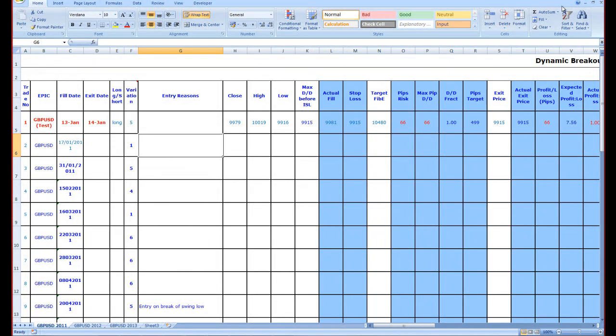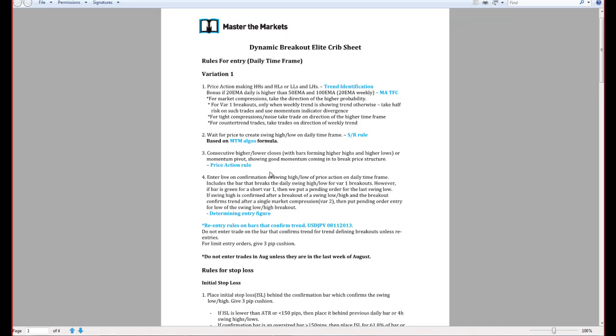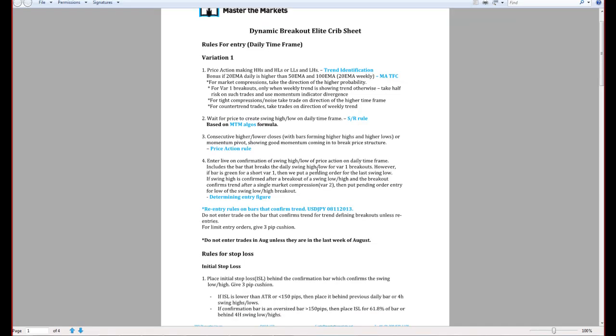HTTP Elite template. Let's go to the crib sheet, what have I said? Wait for confirmation of swing high, then enter live. However, if the bar is green, then we put a pending order. Enter live on the break of the daily swing high or low for a variation 1 breakout.